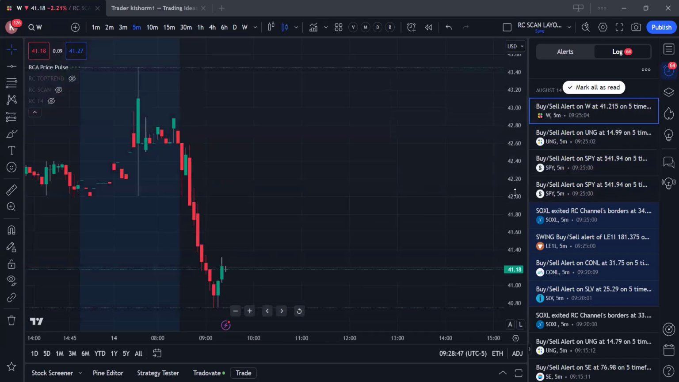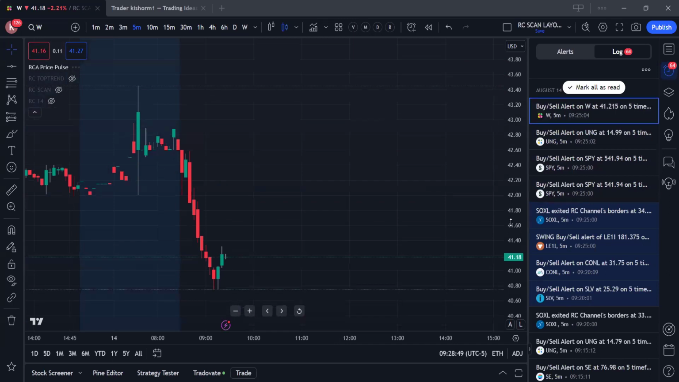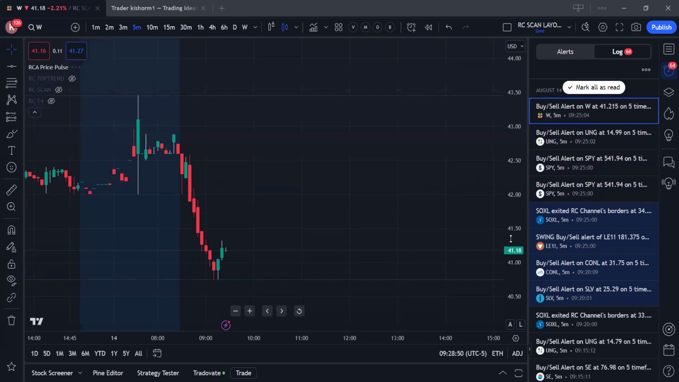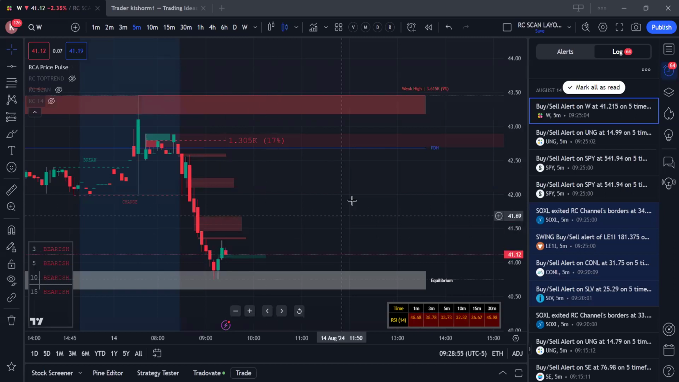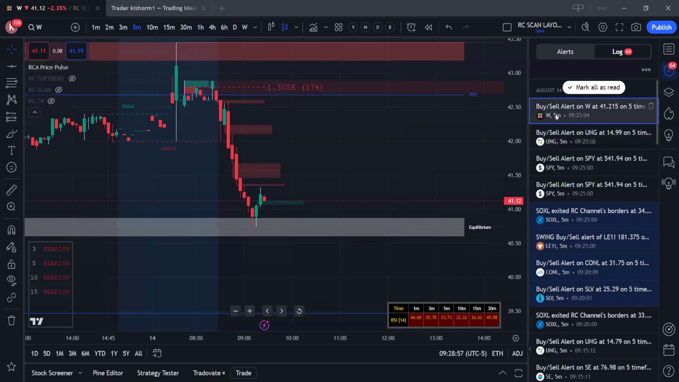Now let's go to W, right? Which is Wayfair. Now again, do the same thing, right? So we got a buy. It might be a buy alert because it came all the way down, then it started moving up. So that is a buy alert. But your overall RSI is completely red. Your trend is completely red. So it is not good for a buy.